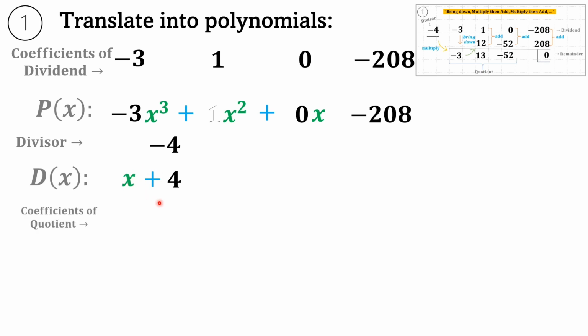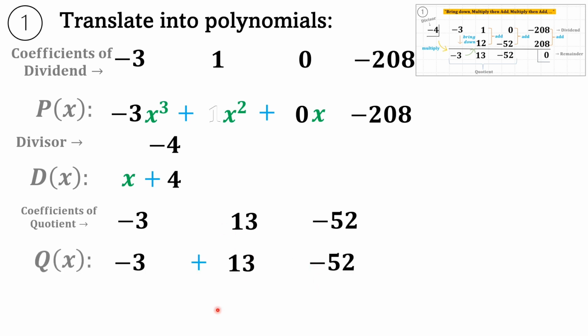Next, coefficients of the quotient, copying from the SD or synthetic division: negative 3, 13, negative 52. Starting with 13, place a positive sign, because 13 is positive, write plus before it, and then write the exponent starting with the lowest exponent, and that is at negative 52, that is 0, 1, 2.